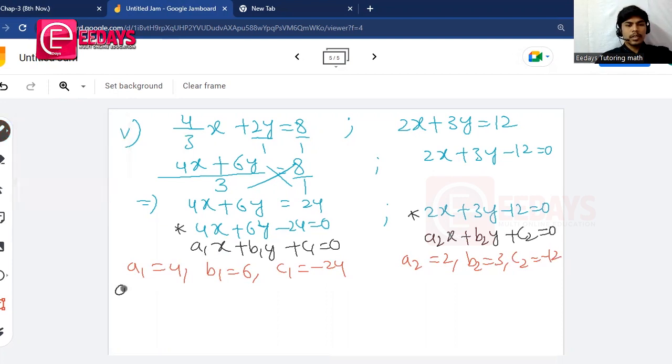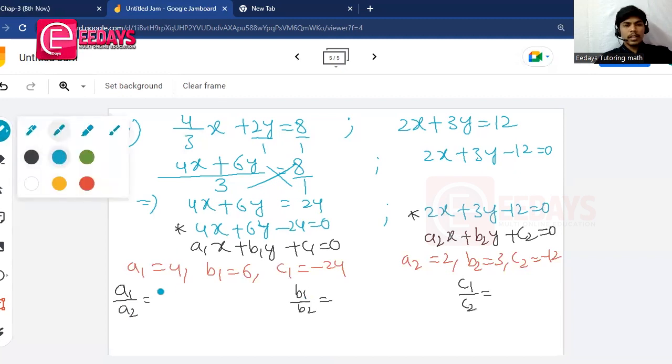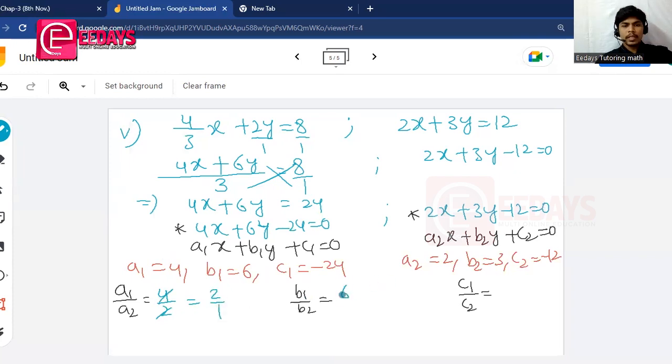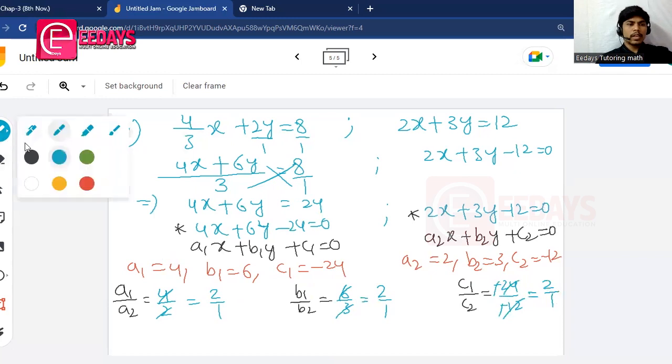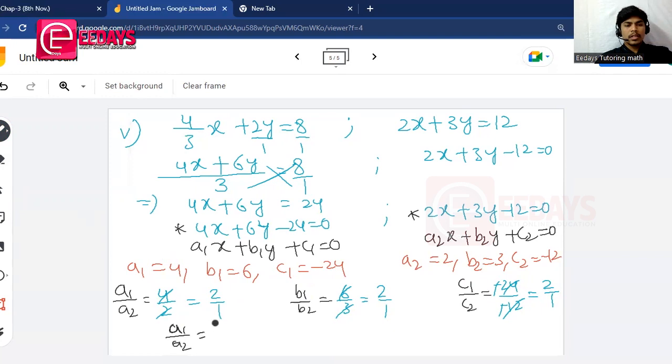Now do the ratios a1 by a2, b1 by b2, c1 by c2. That is 4 by 2. After cancellation, I'll get 2 by 1. 6 by 3. After cancellation, I'll get 2 by 1. Minus 24 by minus 12. Minus minus gets cancelled. 2 by 1. So you'll get all ratios equal: a1 by a2 is equal to b1 by b2 is equal to c1 by c2. So when you get the same ratio, we call it consistent.